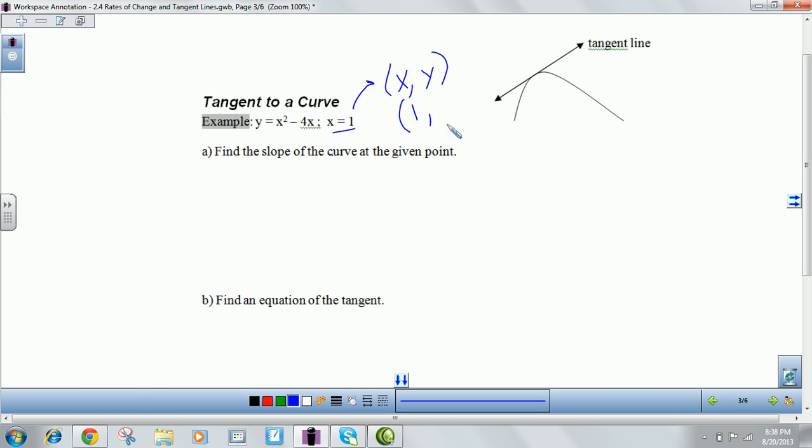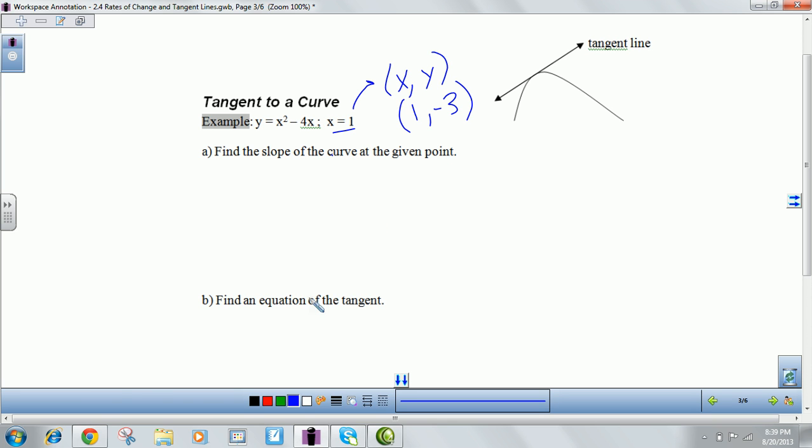And right away, we could go ahead and find the y-coordinate. You don't necessarily have to, but you're going to have to sooner or later. If you find the y-coordinate, it's going to be -3. And again, just plug x in here, so 1 squared minus 4 times 1 equals -3. So it says, find the slope of the curve at the given point.